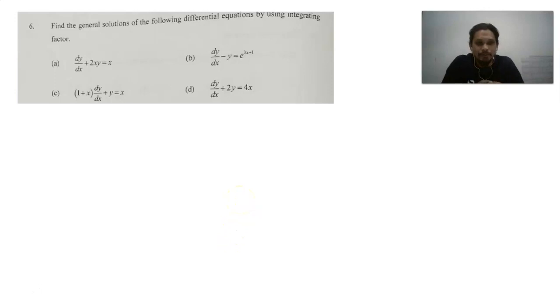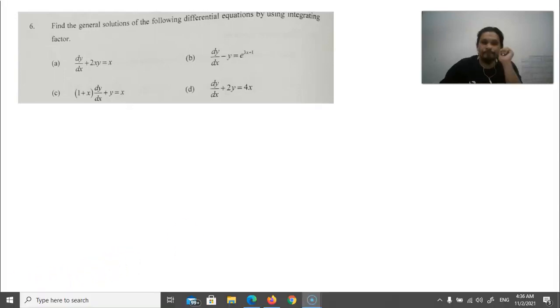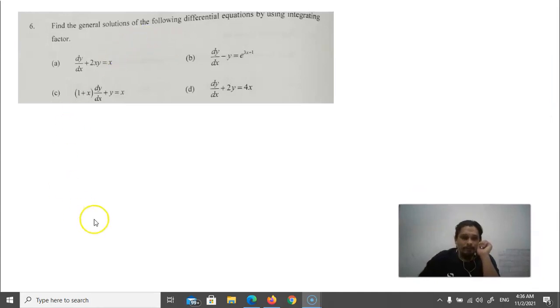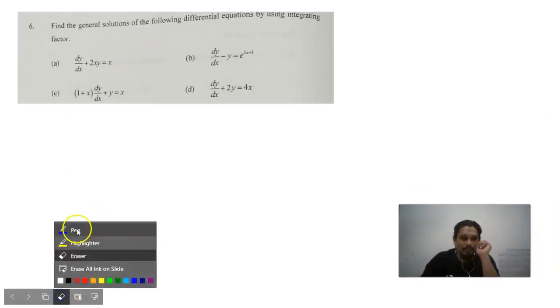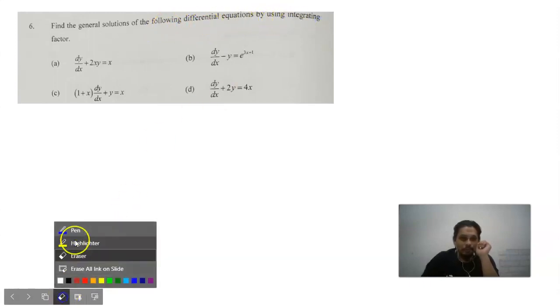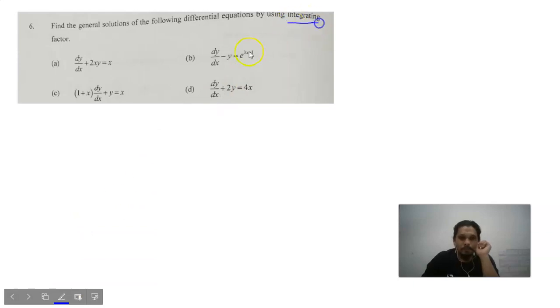Okay, so we continue with question number 16. Question 5 just now, I let all of you continue and try by yourself. So class, find the following differential equation by using the integrating factor.